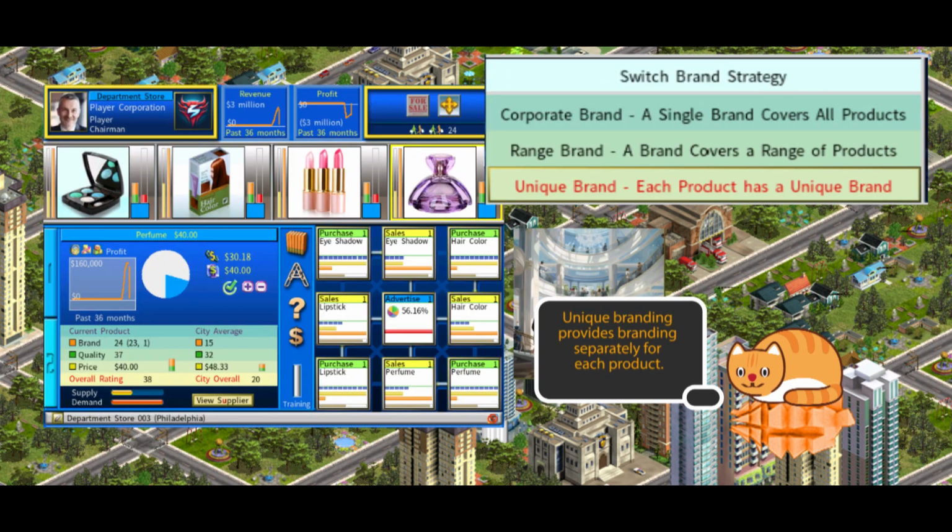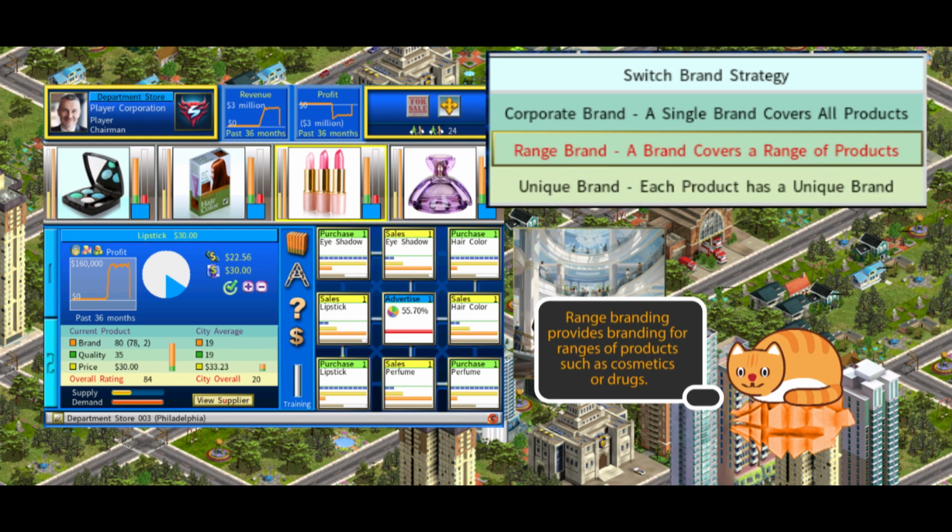Unique branding provides branding separately for each product. Range branding provides branding for ranges of products such as cosmetics or drugs. Cosmetics include eyeshadow, perfume, lipstick, and hair color. If range branding is used, any advertising for any of these products will result in a boost for the rest of the range. However, any disruptions to brand loyalty will affect the entire brand and lower its rating.